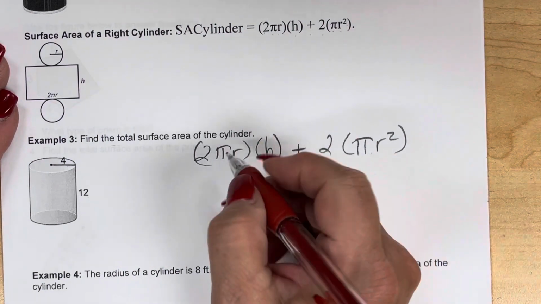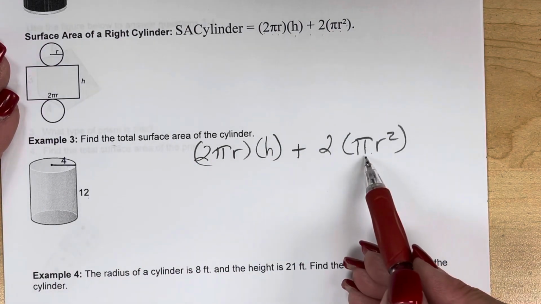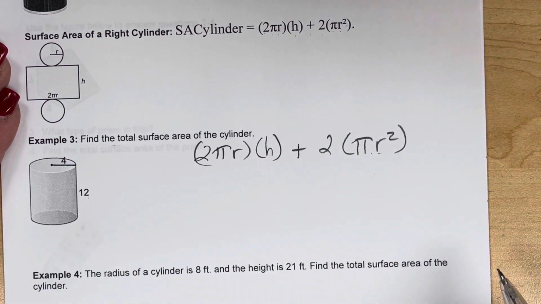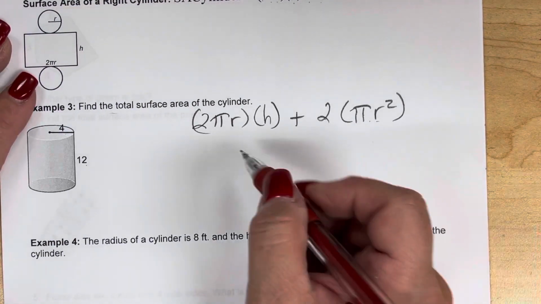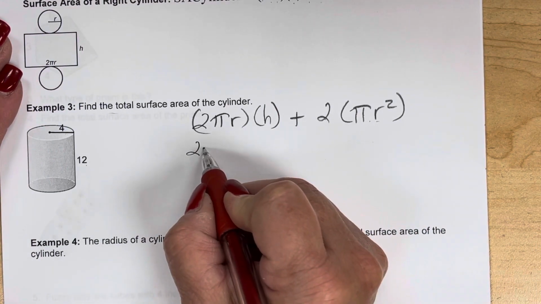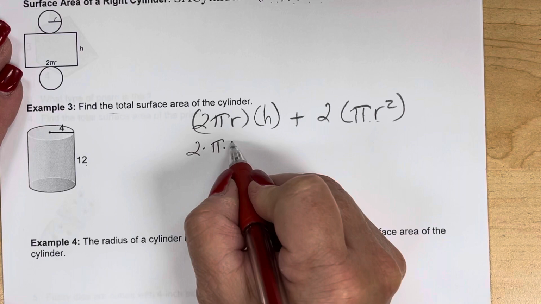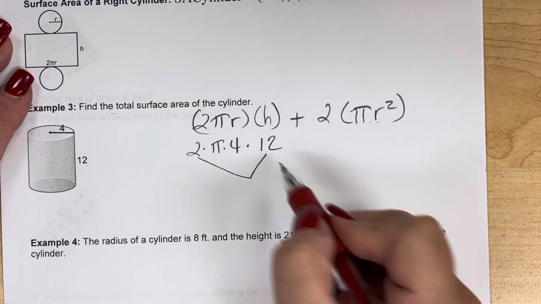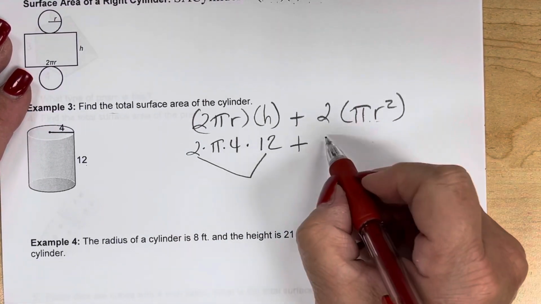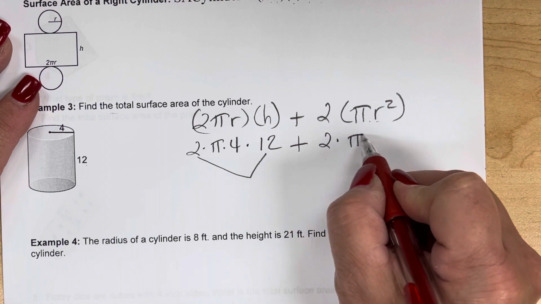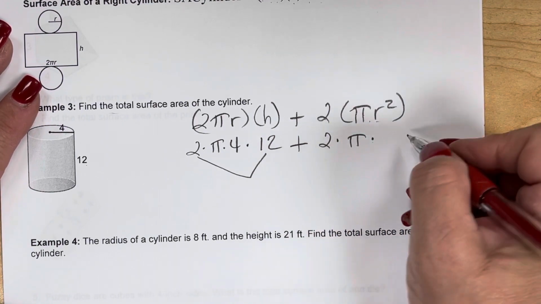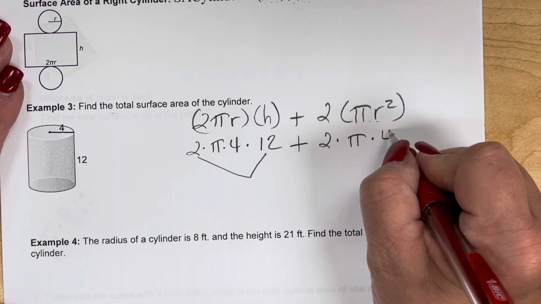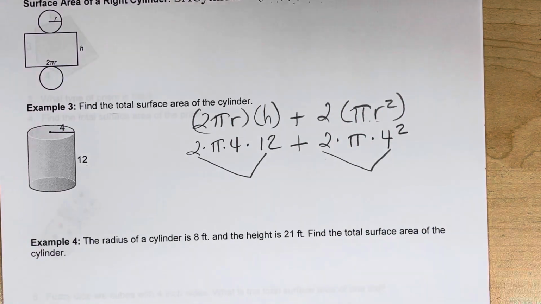The other is just a little bit different, but I thought you might recognize the first because we just finished area of a circle. Okay, so let's take a look at this one. This one, you can just multiply straight across. So you have 2 times pi times your radius, which is 4, times your height, which is 12, okay? And then that gets added to 2 times pi times your radius squared, which would be 4 squared. Just be careful there, okay? Because sometimes they might give you the diameter.